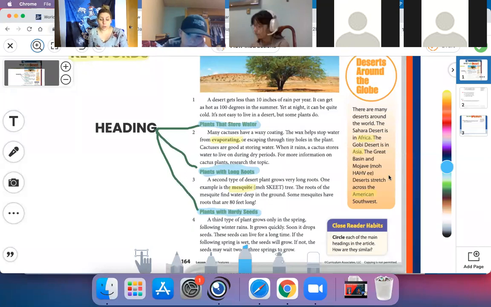So they all start with the word plants. So we know they're all talking about plants in the desert. The first one tells us how plants survive by storing water. The next heading tells us how they survive if they have long roots. The last one tells us that they survive if they have hardy seeds. So all 3 of these headings tell me how plants survive in the desert. That's what they all have in common. So now we're going to go to page 2.